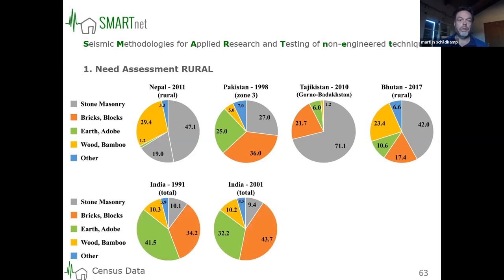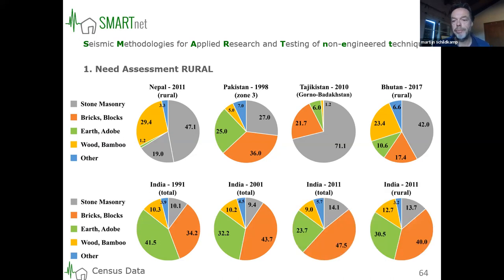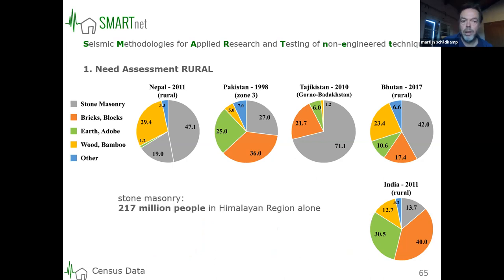In India, we could see sort of the same. This is the census data of 1991, 2001. Here we see that stone masonry became slightly less. So I was very surprised to see the data of 2011, where all of a sudden the number of stone masonry houses increased. That was a surprising outcome. So it will be very interesting to see what happens with the next census, which was postponed due to COVID. I have no idea if it already took place.